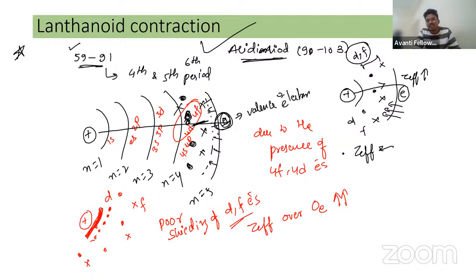The outer electron will be pulled inside, and that is why lanthanoid contraction happens. I hope you guys understand this one. Is it clear to you all?